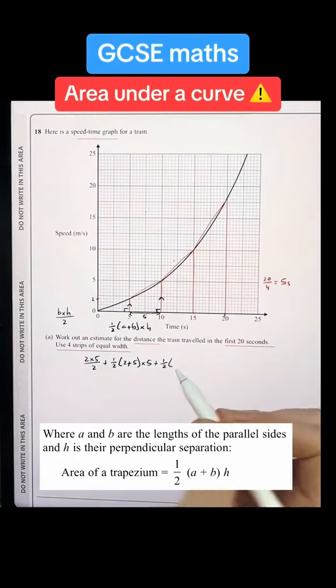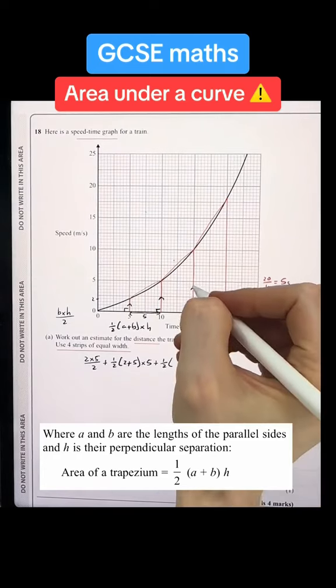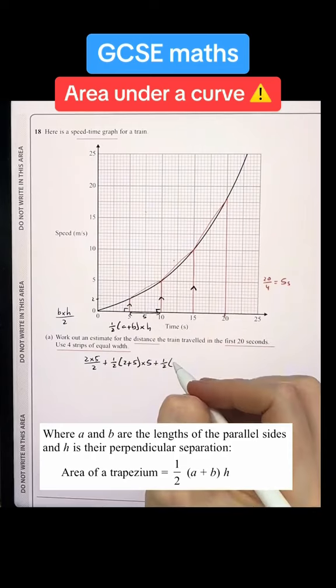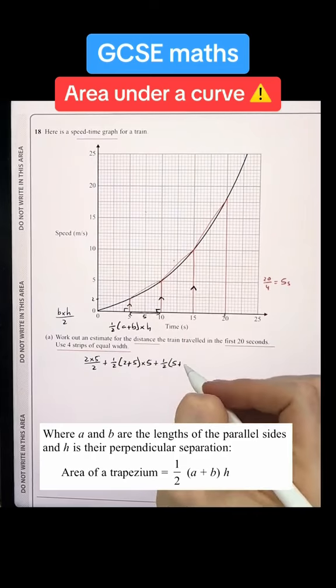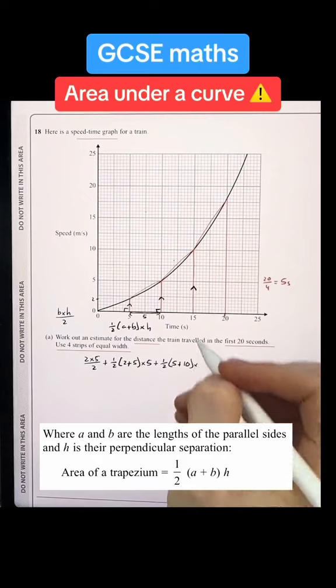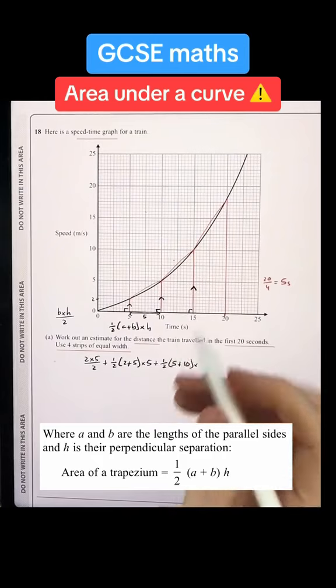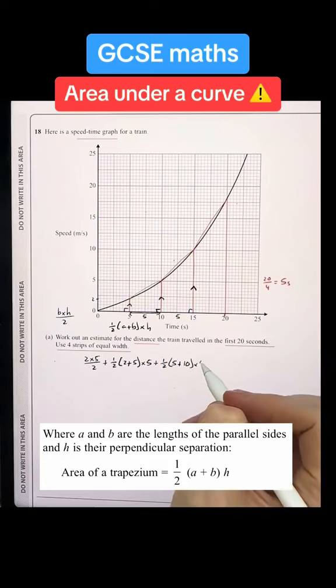So again, it's going to be half, in brackets, a plus b. So these are my 2 parallel sides. A for me this time is 5. B for this time is 10. Multiplied by my perpendicular height. Well, my perpendicular height, 15 take away 10, again is 5. Multiplied by 5. And I'm going to add on the area of my last trapezium.